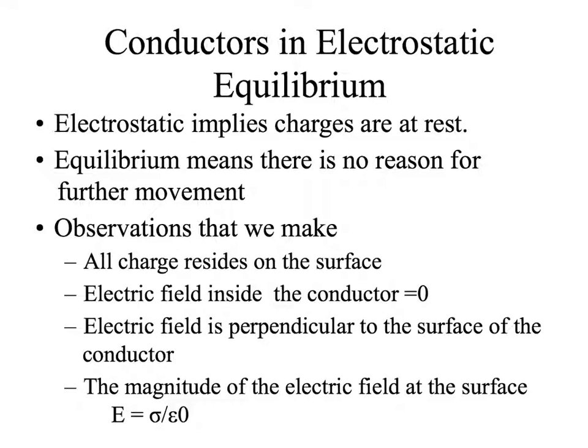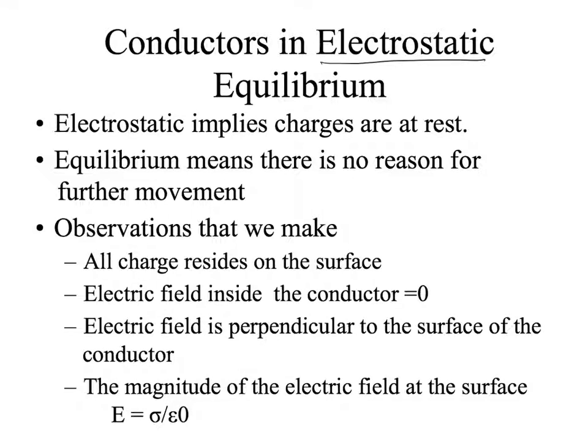So basically what we're talking about at the end of the chapter is conductors that are in what we call electrostatic equilibrium. Now, electrostatic means that the charges are at rest, and equilibrium means that there's no reason for them to move again, that they should be staying at rest. So basically, we observe 4 different things that are true in this situation when the conductors are in electrostatic equilibrium.